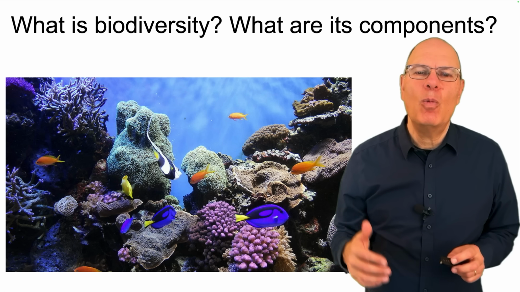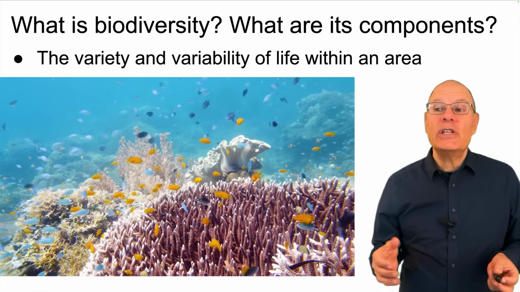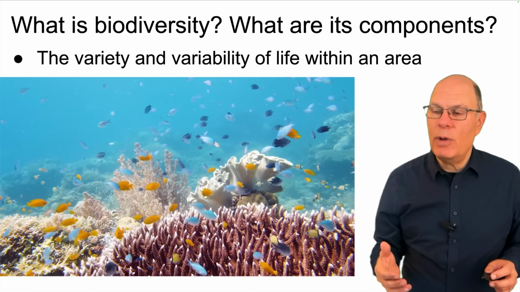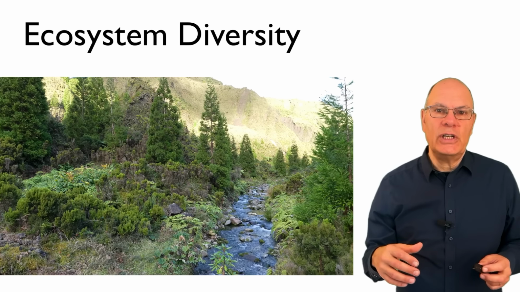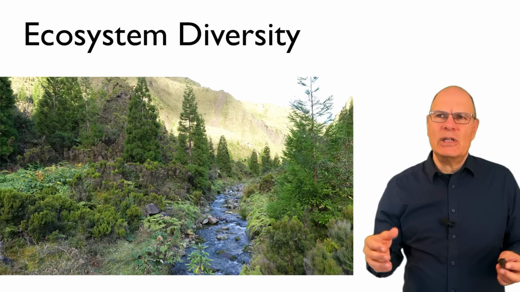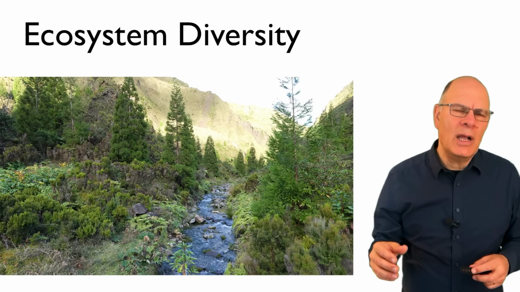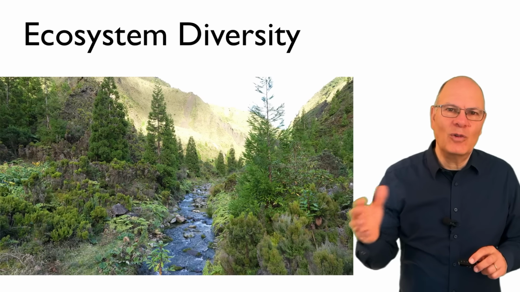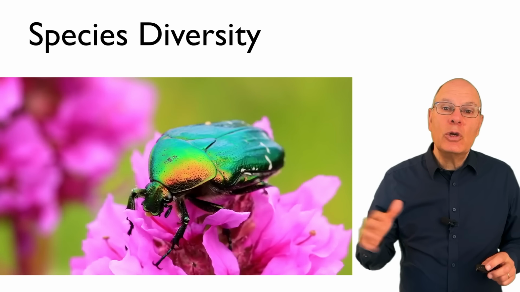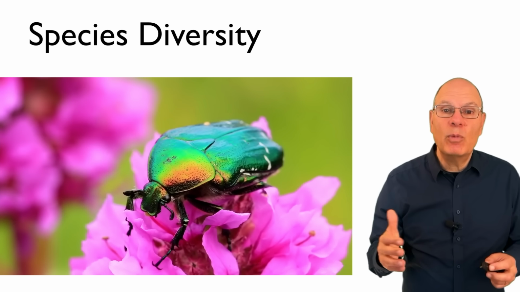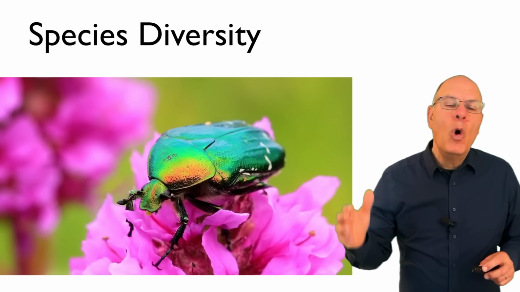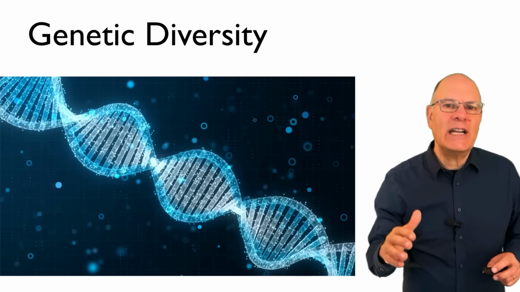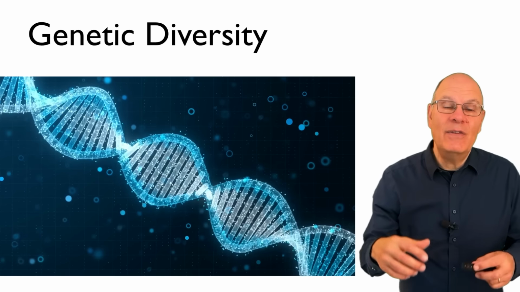Biodiversity. What is biodiversity? What are its components? Biodiversity is the variety and variability of life within an area, and it has several components. That includes ecosystem diversity. So if you think about an ecosystem like the one in Yellowstone National Park, there are mountains, there are meadows, there are aquatic ecosystems, so a variety of ecosystems in one area. You can also talk about species diversity, the number of different species within an ecosystem, or you can talk about genetic diversity. So if you're looking at that species, how much genetic variability is there among the individuals that comprise that species?